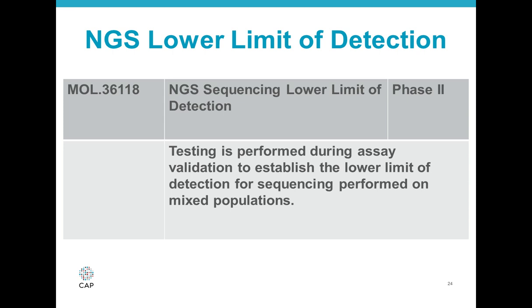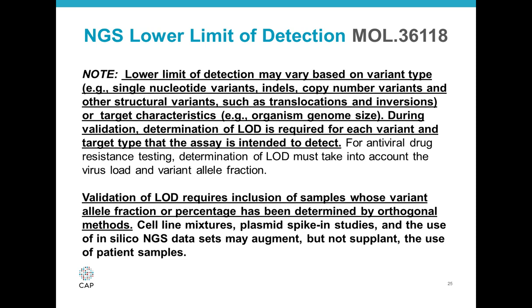Another molecular pathology checklist item requires that laboratories performing next-generation sequencing-based testing establish a lower limit of detection for mixed populations. Since we know that the lower limit of detection can vary for different variant types, such as single nucleotide variants, insertions and deletions, copy number variants, and other structural variants such as translocations and inversions, the limit of detection should also be determined for each variant type that the assay is actually intended to detect using previously characterized samples in which the variant allele fraction is already known.